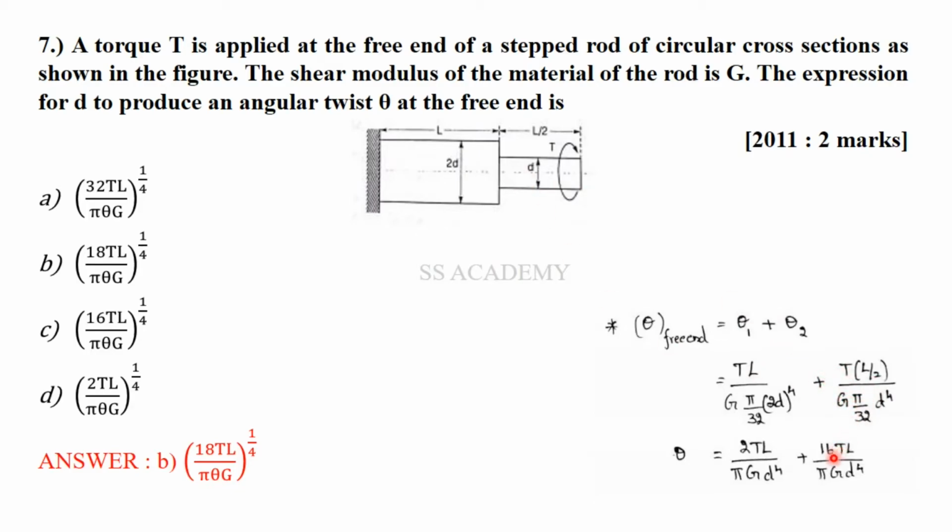So you will be getting 16 TL by pi G D power 4, and for this bar you will be getting 2 TL by pi G D power 4. Adding, you will be getting 18 TL by pi G D power 4. So D power 4 goes on the left hand side and on the right hand side theta will be moving down. So you will be getting D equals 18 TL by pi theta G, the whole power 1 by 4.